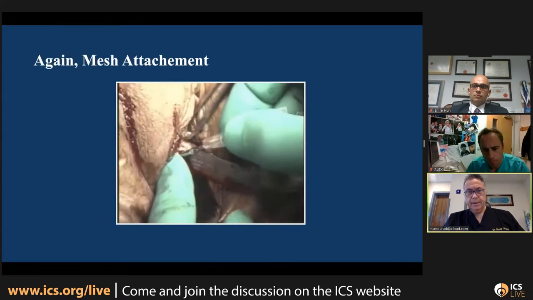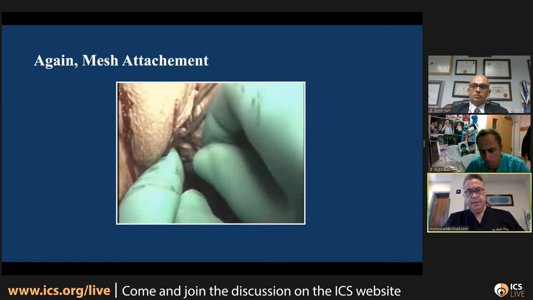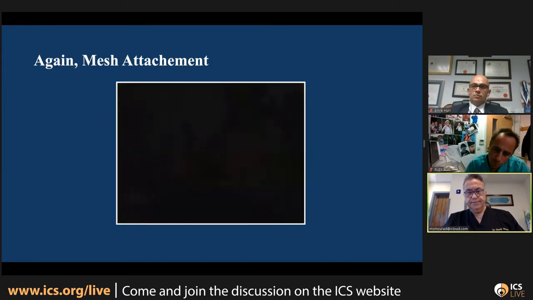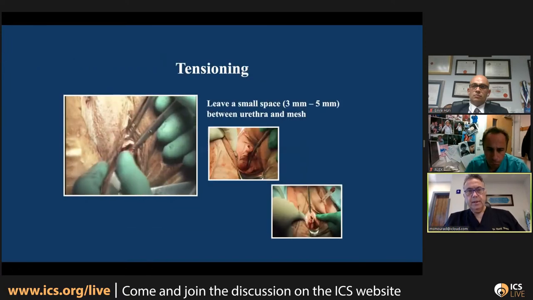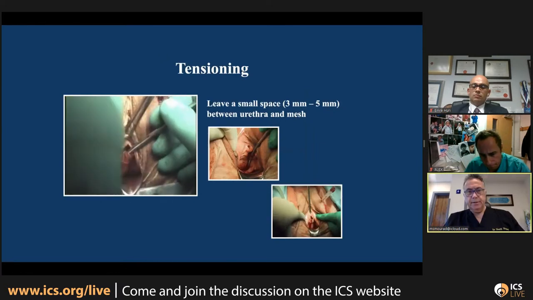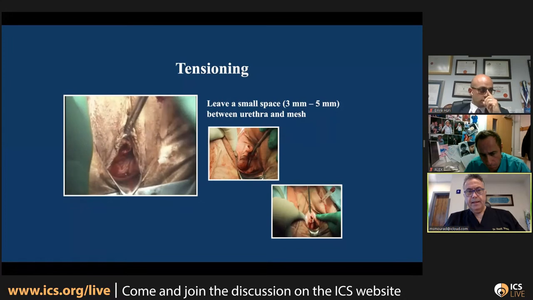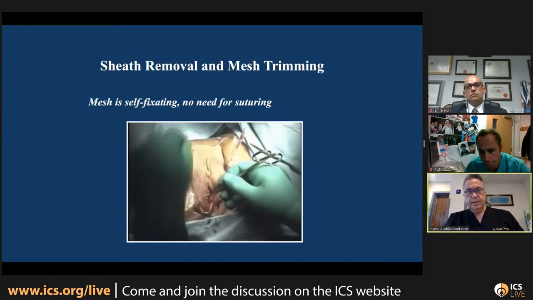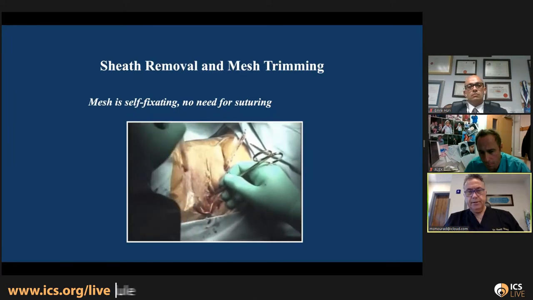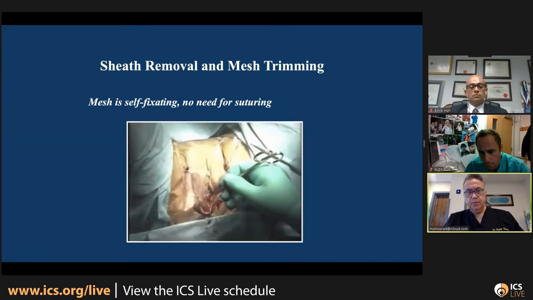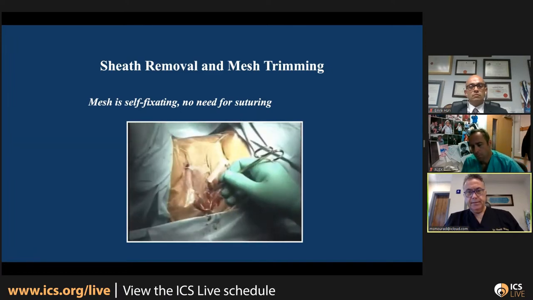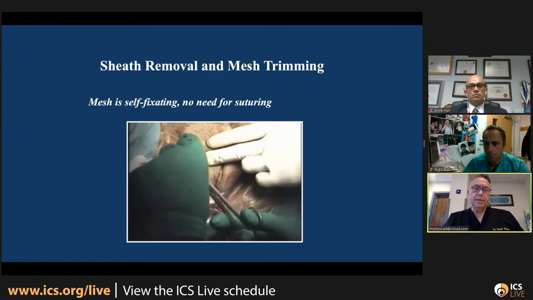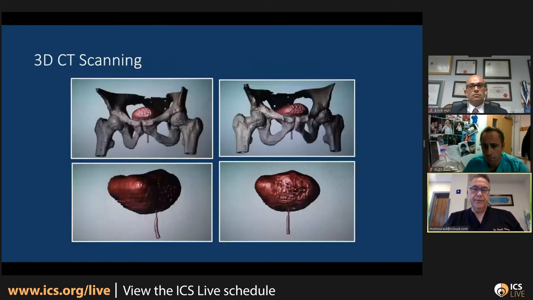usually very safe, and you will just attach the mesh again and get it outside, and you have both ends ready now outside. You need to leave a small space between the urethra and the mesh. You can insert the tip of the scissor or pickup, and make very soft tension, and then remove the sheath and cut or trim the mesh and get it out, and then close these wounds. And that's it. Okay. So it's a very easy procedure and very safe doing it outside in.